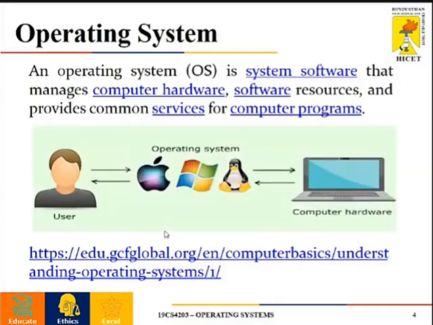I will show you a simple diagrammatic representation of the operating system. So you can see in this diagram, here is situated the operating system. The operating system actually acts as an interface between the user and the computer hardware. So the operating system lies in between the user and the computer hardware. That is why we say that it acts as an interface between the user and the computer hardware. And various types of operating systems are present that we will be seeing in the future slides.